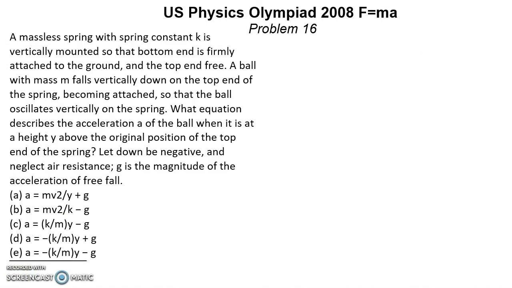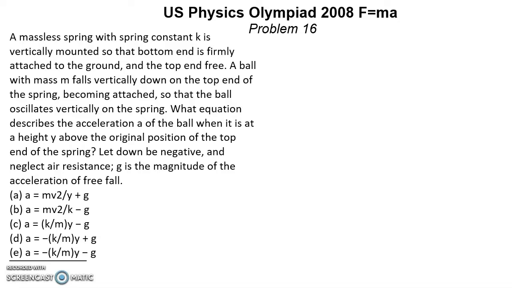Problem number 16. A massless spring with a spring constant K is vertically mounted so that the bottom end is firmly attached to the ground and the top end free. A ball with mass M falls vertically down on the top end of the spring, becoming attached, so that the ball oscillates vertically on the spring. What equation describes the acceleration of the ball when it is at height y above the original position of the top end of the spring? Let down be negative and neglect resistance. G is the magnitude of the acceleration of free fall.